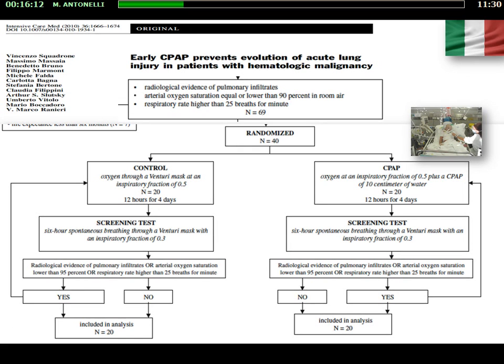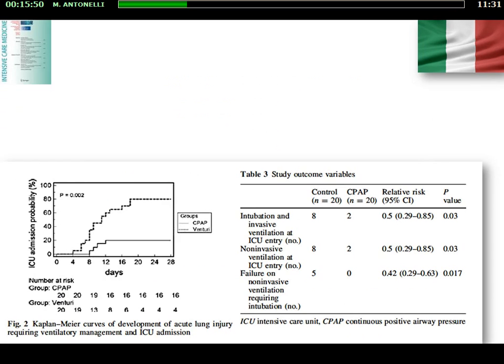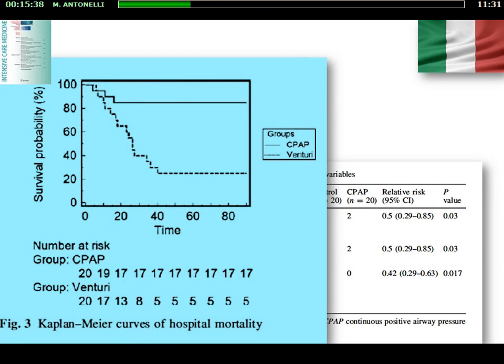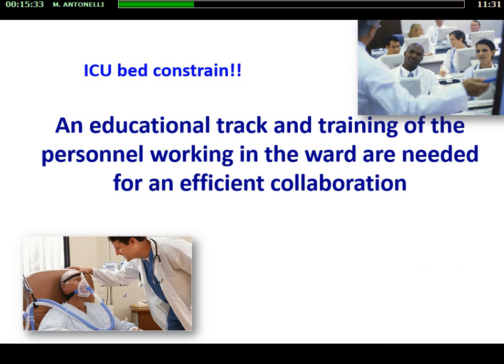And the paper coming from the Marco Ranieri group, when he used to work in Turin, showed in a study aimed at demonstrating the capability of non-invasive ventilation to prevent admission to the ICU that, with respect to conventional oxygen therapy, when they applied non-invasive ventilation to these patients with hematological malignancies in the ward, they were indeed capable of reducing the number of admissions to the ICU. And even though the number of patients enrolled in this study was small, nonetheless there was a signal of a reduction in the mortality rate.